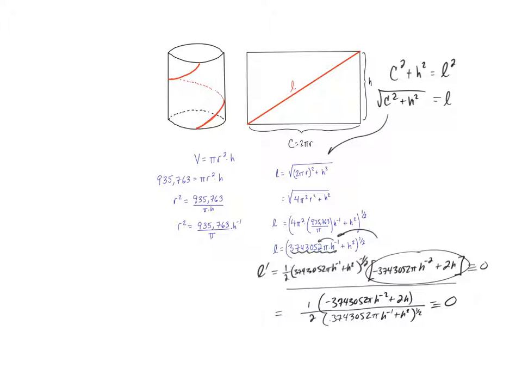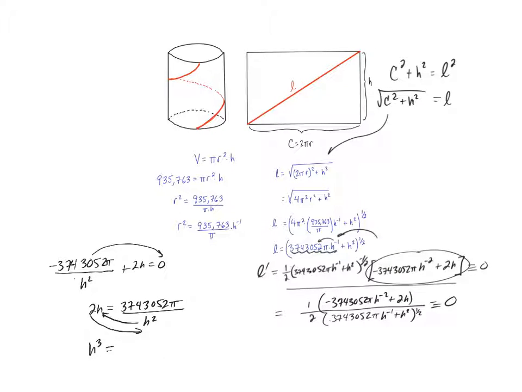So I'm going to come over here and write that equation, that negative 3743052 pi times h to the negative 2, which really means over h squared, plus 2h has to equal 0. Well, algebraically, why don't we bring this over to the other side? So we're going to get 2h equals positive 3743052 pi over h squared. And the way to solve this is cross multiply. Take this stuff and multiply it up here, and take that 2 and put it down there, and we're going to get h cubed equals 3743052 pi all over 2.